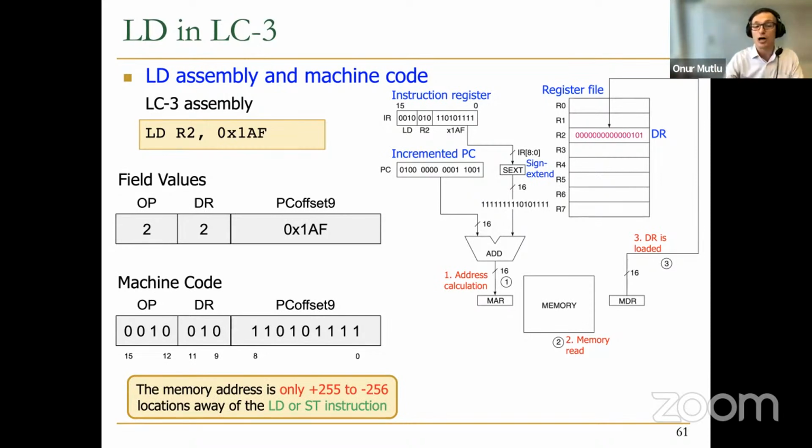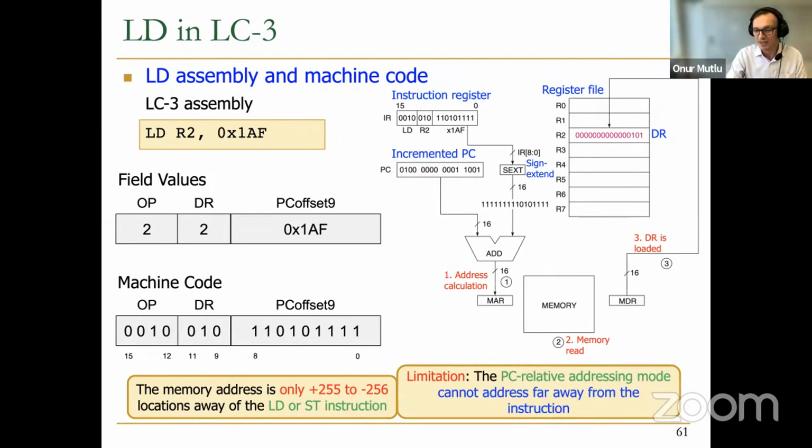And again, as with all offsets, like the immediate, as we discussed, the memory address can be only 256 addresses larger, or 255 addresses larger, or 256 addresses smaller than the location of the load or store instruction, because this is PC relative. Remember, program counter is the address of the instruction. It can only be as far as PC plus 255 and PC minus 256, meaning that you cannot address the entire memory this way. Your data needs to be very close to where the instruction is. So this has limited capability, basically. The PC relative addressing mode cannot address far away from the instruction as a result.